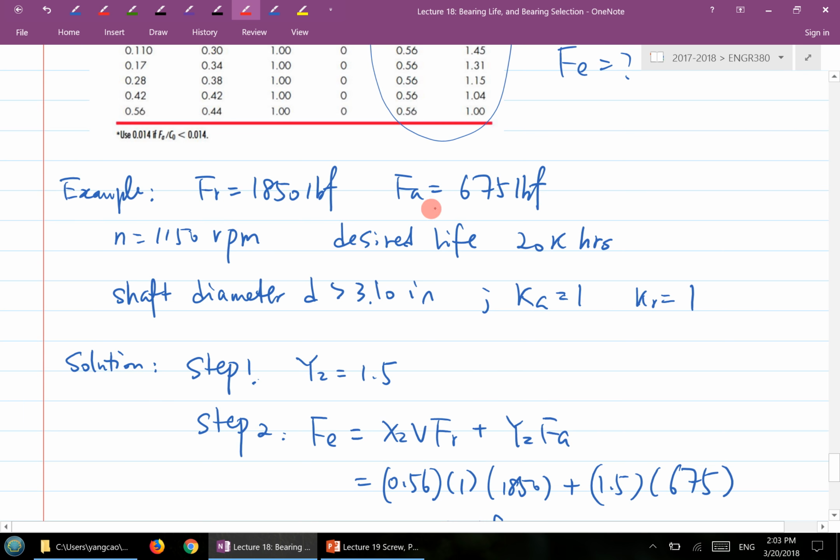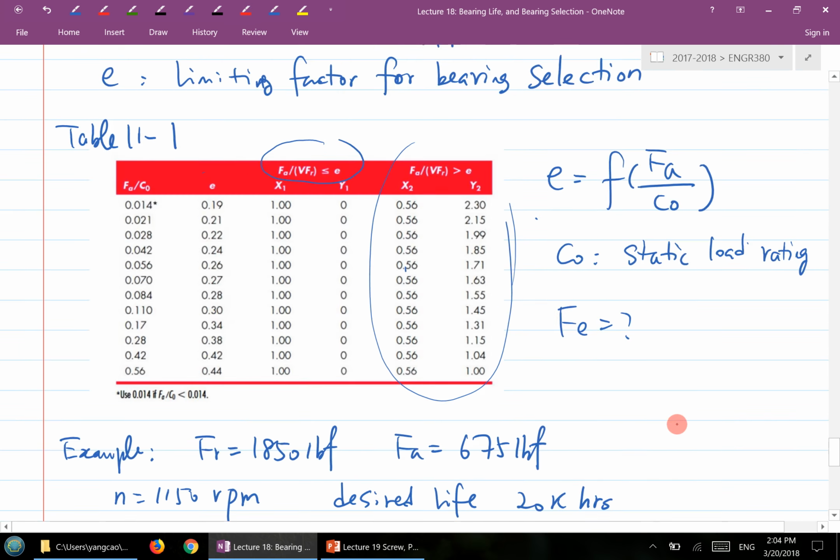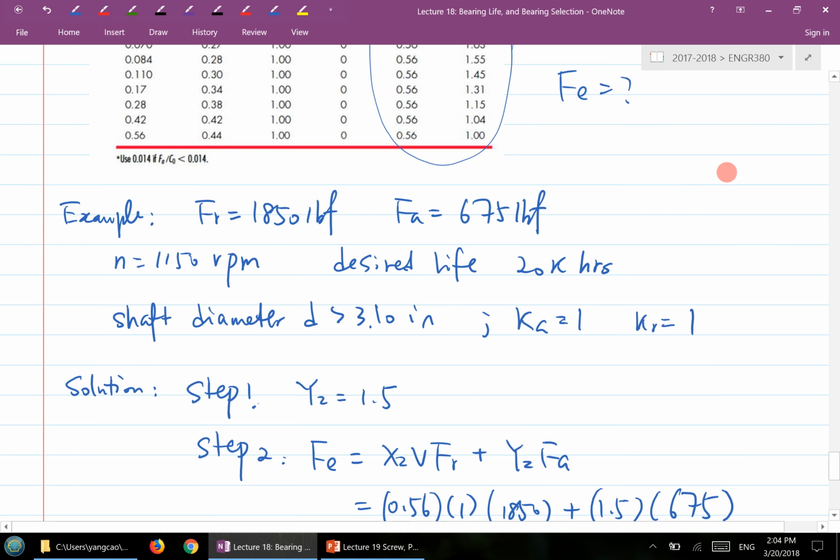Given Fr and Fa of this much, Fa is smaller than Fr, right? Sometimes Fa is so small that you could just neglect this Fa and consider the whole thing as a radial load only. The RPM is this much, and the design life is 20,000 hours. We have already determined a minimum shaft diameter of 3.1 inch, with load factor and reliability factor as 1.